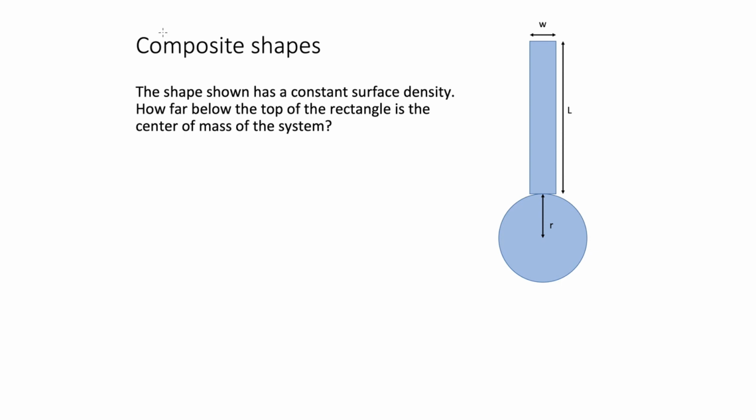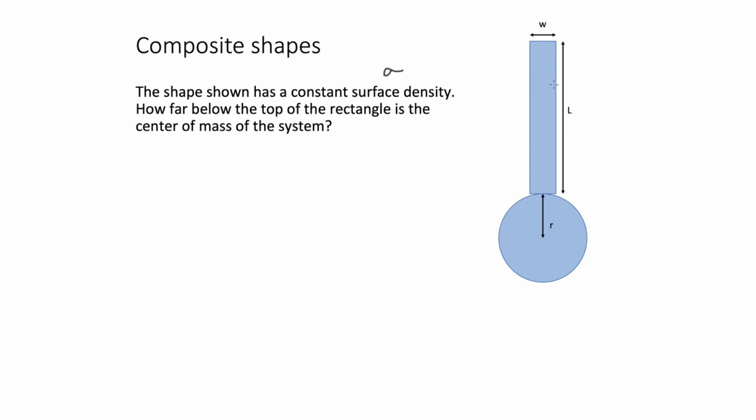Now we can also work out the center of mass of composite shapes. So let's consider this composite shape here, where we've got a rectangle with width W and length L and a circle with a radius R, which are joined together, and they've got a constant surface density. So let's let that constant surface density be sigma. And in this question, we're asked how far below the top of the rectangle is the center of mass of the system.